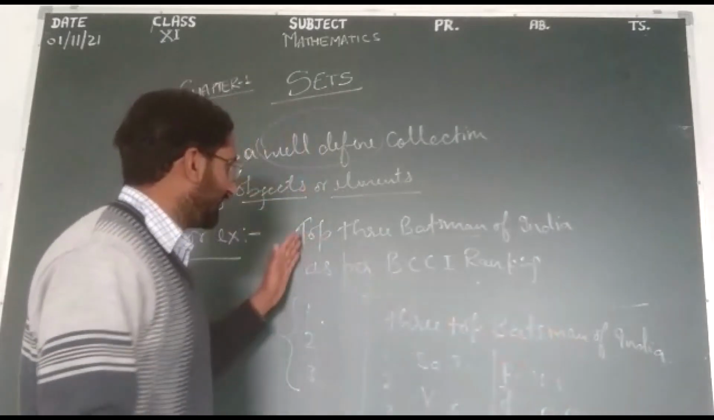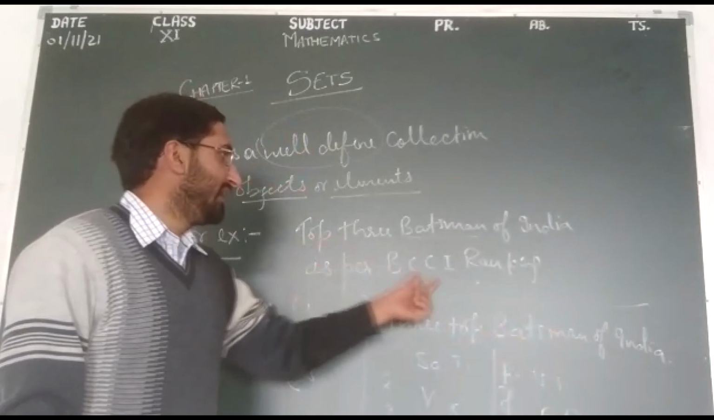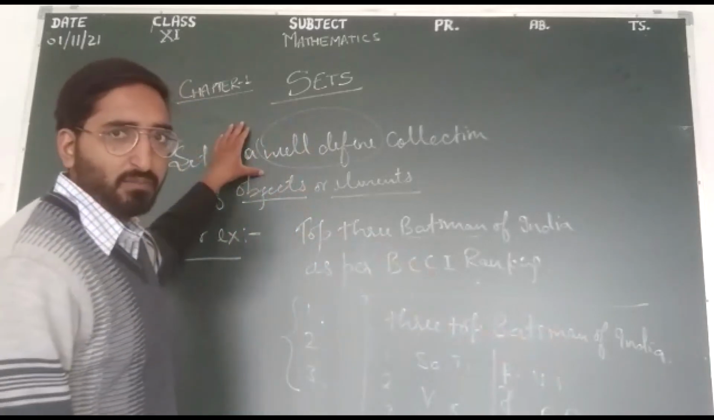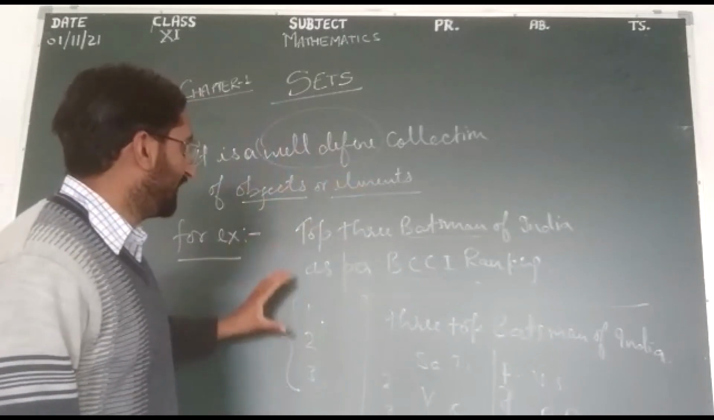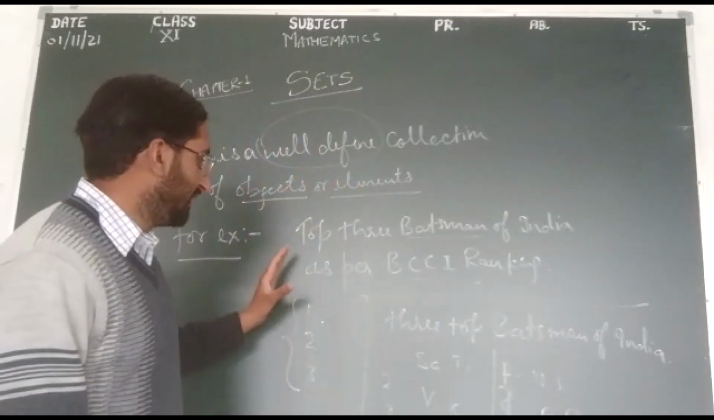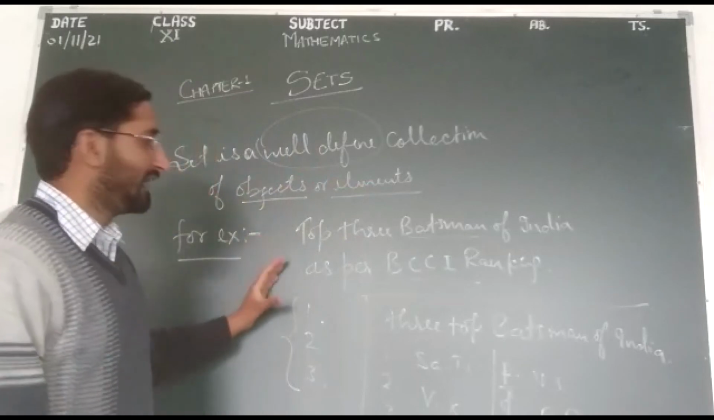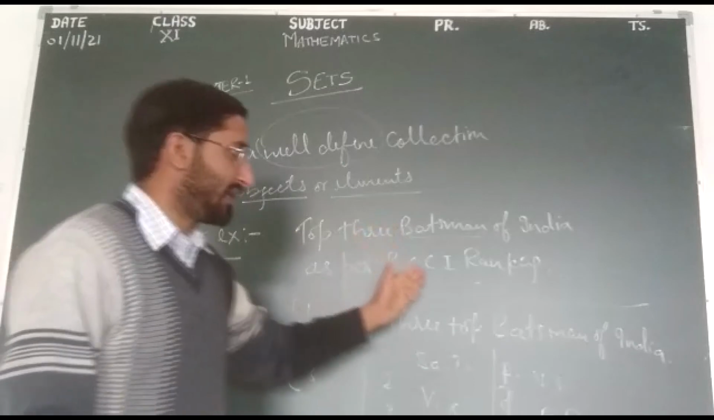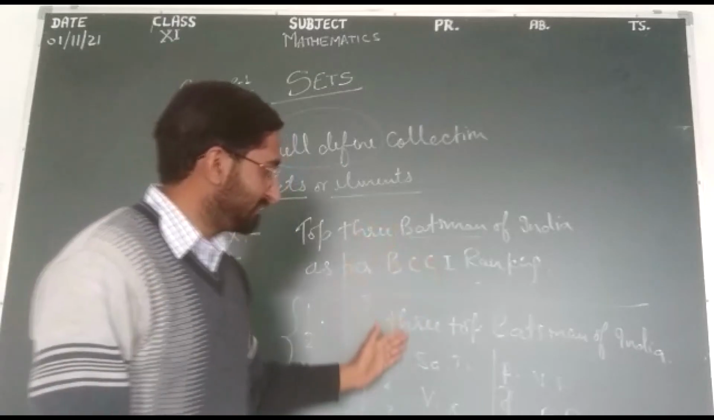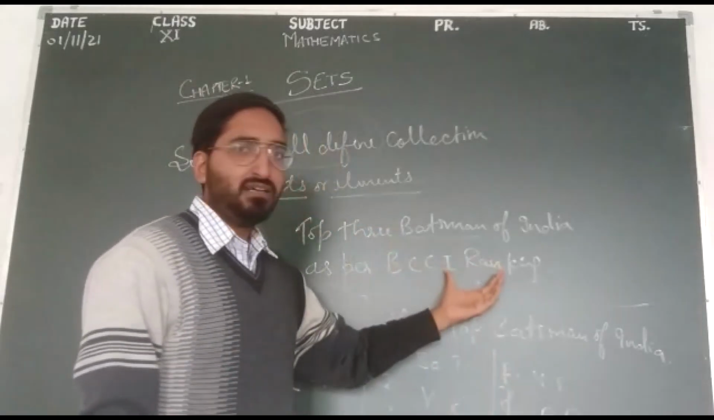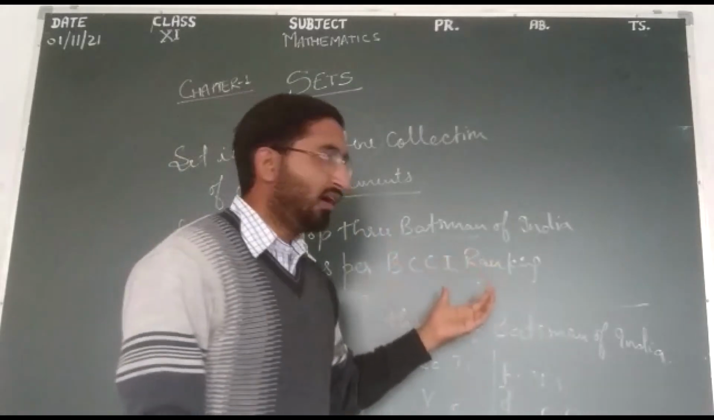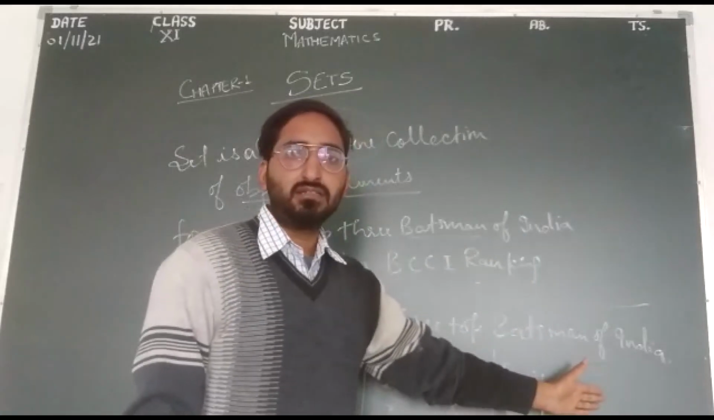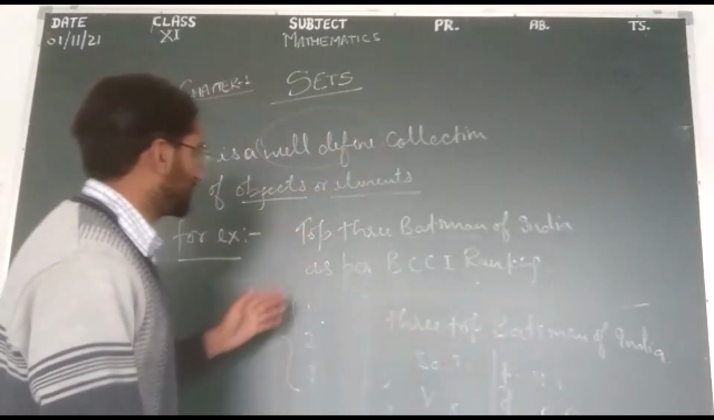But this is a ranking which is given by BCCI. So that means the first example is an example of a set, because it is a collection of elements, objects or data. In this case, it is a collection of the top 3 batsmen as per BCCI ranking. But in the other case, it is not defined by any fixed committee or anyone else. It varies with different persons and different places. Okay, so this is about sets.